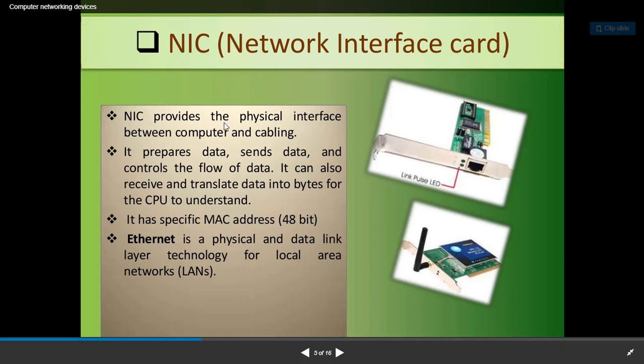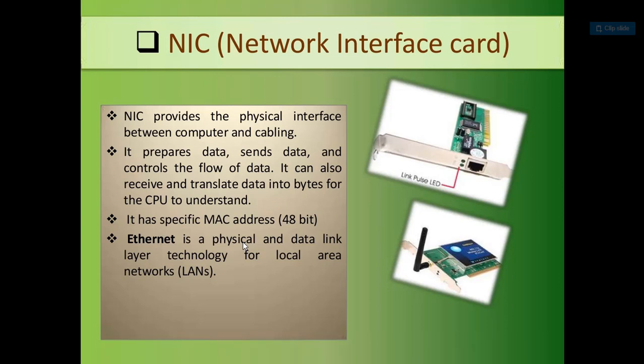NIC provides the physical interface between the computer and cabling, okay, through which you can say that the transmission media and your computer device is connected. It prepares data, sends data, and controls the flow of data. It can also receive and translate data into bytes for the CPU to understand. It has a specific MAC address. In previous videos, we have learned about MAC address. So basically, MAC address is a physical address which uniquely identifies this network interface card.